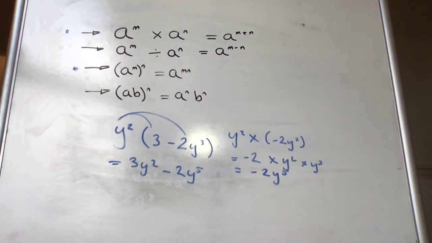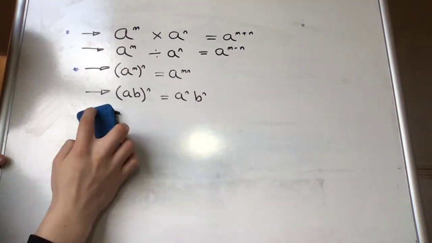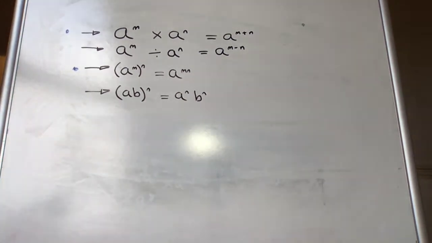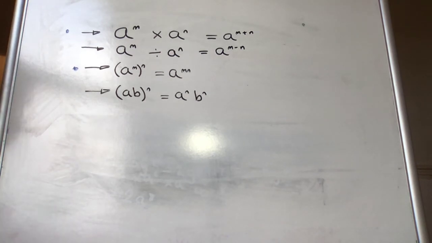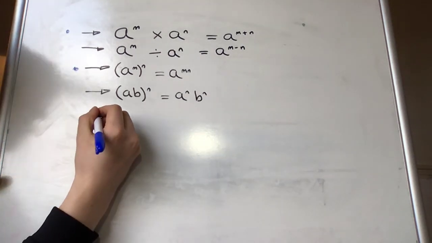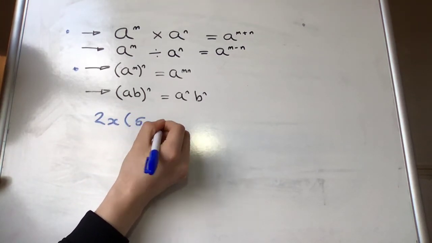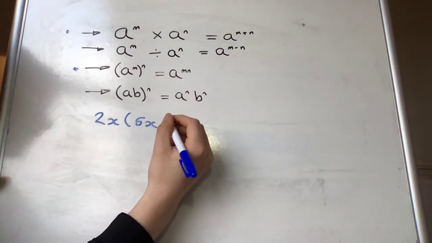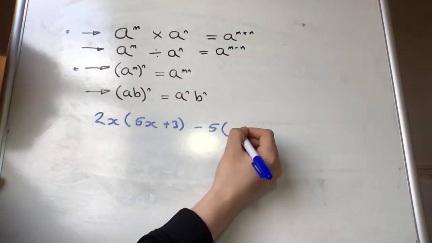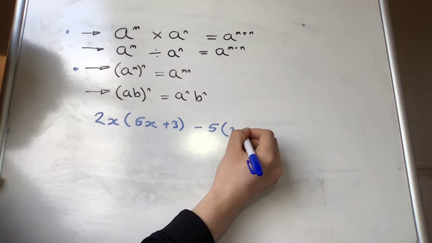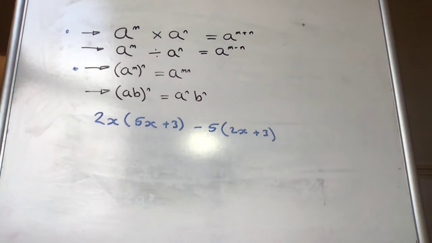Let's try one final equation just to wrap this up a little bit. I really would recommend you try and do this one yourself if you haven't been doing so already, just to make sure you have followed this through. So write out this equation and have a go at it. We've got 2x brackets 5x plus 3, minus 5 brackets 2x plus 3. Okay, how about this one?